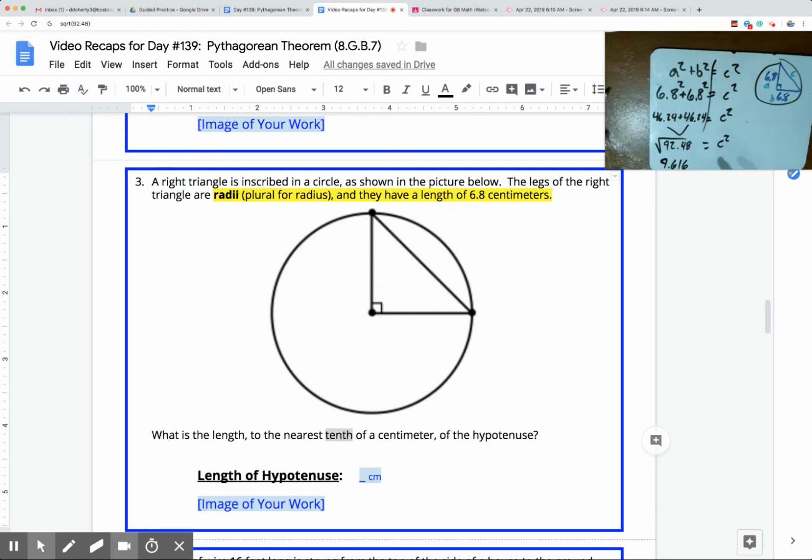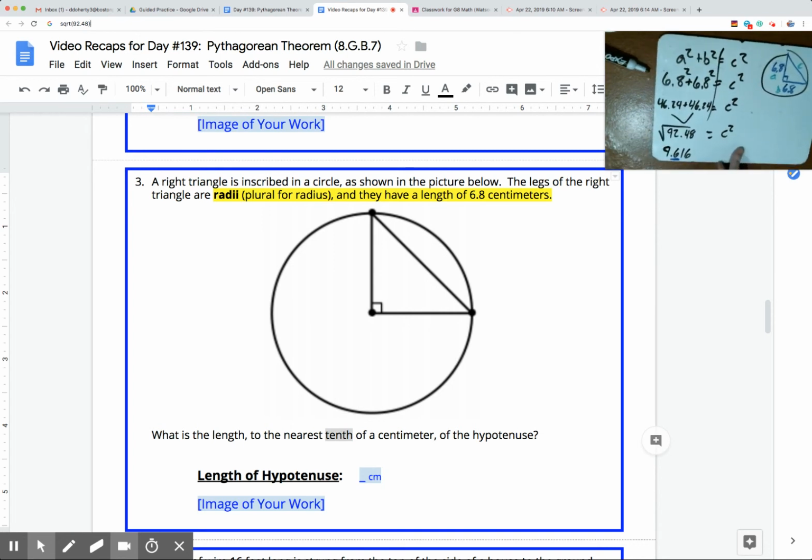The first 6 here is the tenths place, the first digit after the decimal point. And so I'm going to see there's a 1 after it. My final answer is just going to be 9.6. I'm not going to round up because the 1 afterwards says just round off. I'm closer to 9.6 than I am to 9.7. With 9.6 centimeters, that's the answer, and that's the image of your work.